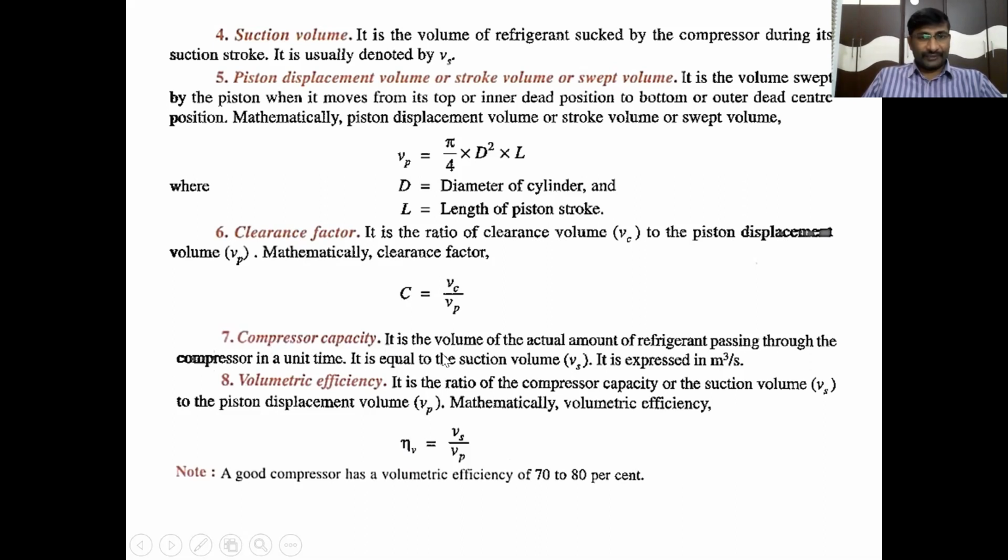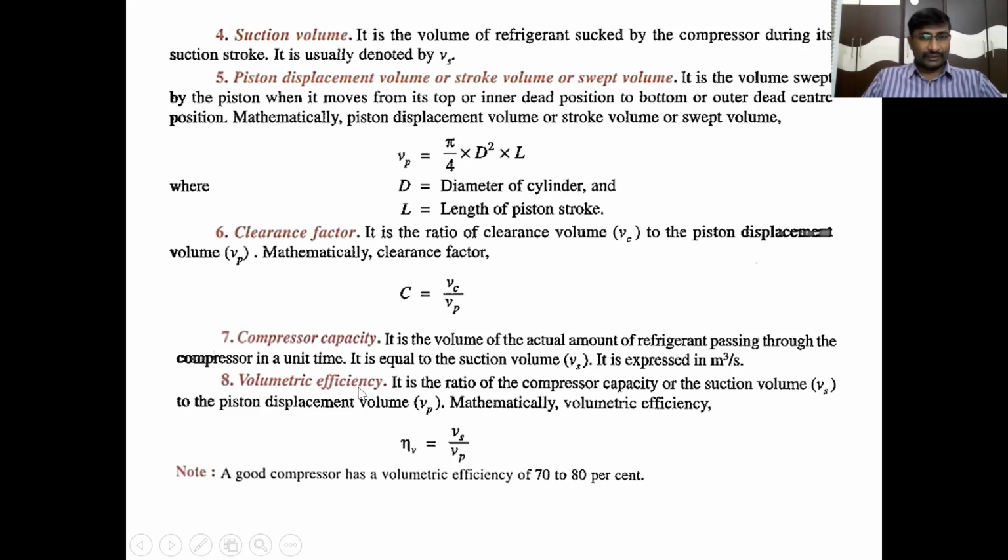Compressor capacity. It is the volume of actual amount of refrigerant passing through the compressor in unit time. This is a volume flow rate of the actual amount. This is called the suction volume. Compressor capacity is equal to the suction volume, VS. It is expressed in meter cube per second or meter cube per minute.